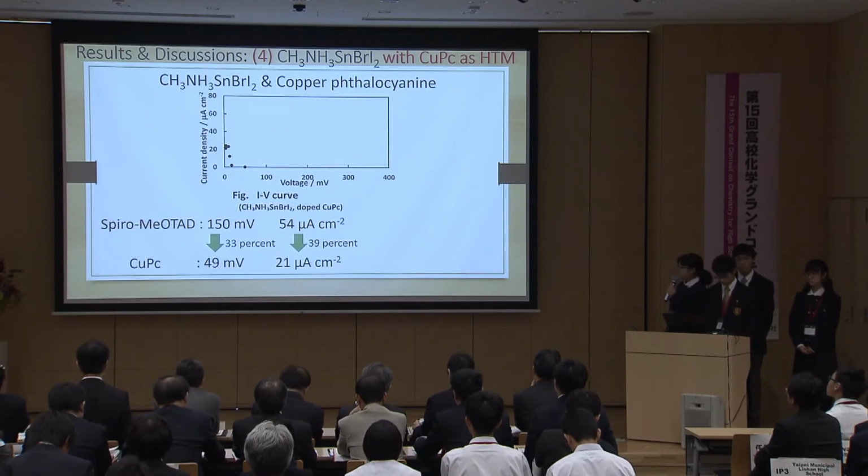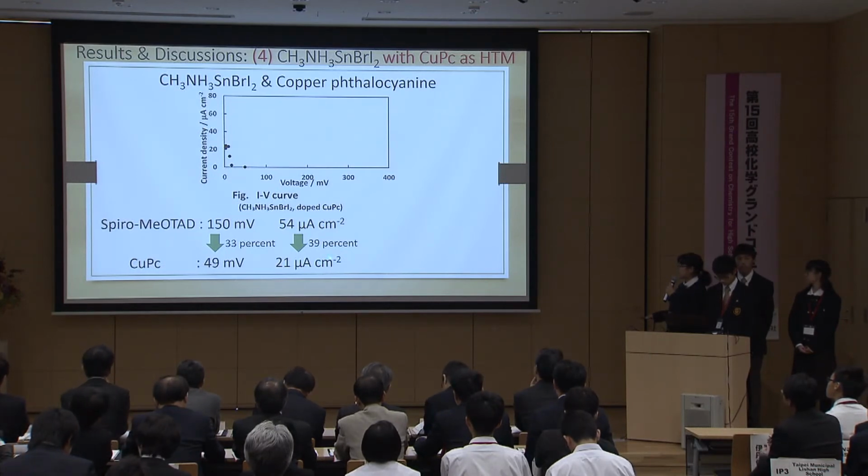And we also achieve making the device with copper cyanide. Its open circuit voltage is 49 millivolts, and short circuit current is 21 microampere per square centimeter.